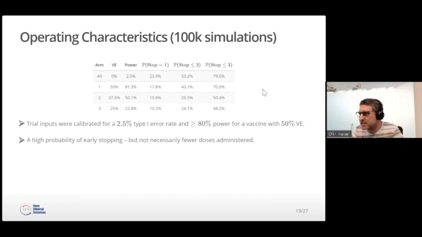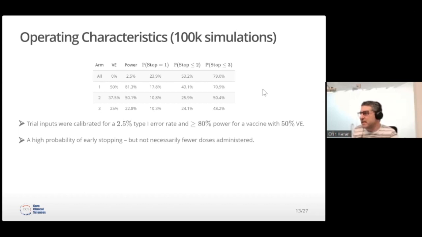I just collected statistics. What I did was I ran the trial as I showed it a moment earlier, 100,000 times. And in addition, I ran the trial under no effect for any of the arms 100,000 times. And that's the top row in the table. What we can see is that when all arms have no effect, essentially when all vaccines have no effect, we have a power of 2.5%. That's the type 1 error rate.